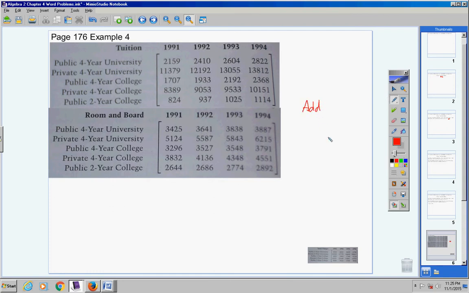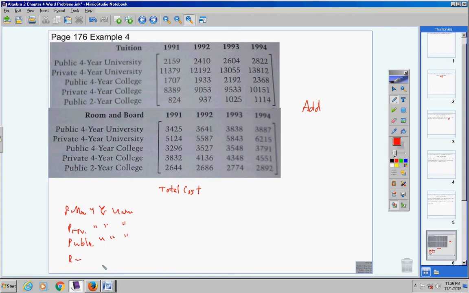So on a test or a quiz, you'd have to set up your matrix like this. You'd have to write off to the side. You'd have to give your matrix a heading. You would call it whatever you want. I would call it total cost. Then you'd have to write down, I'm gonna write really sloppy and fast, just watch, okay? I would write down public 4-year university, and then private 4-year university. You've got to be a lot neater than this, okay? Public 4-year college, private, and so on.